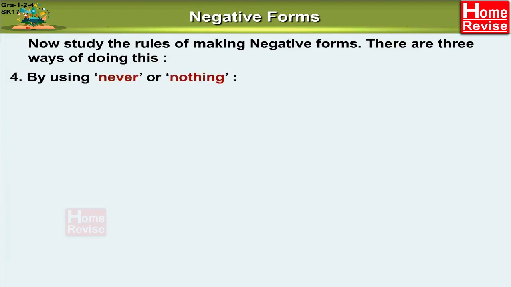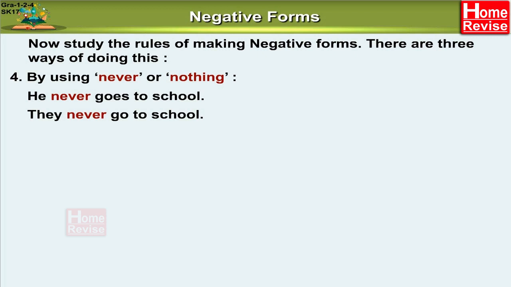4. By using never or nothing. He never goes to school. They never go to school. They saw nothing in the room.